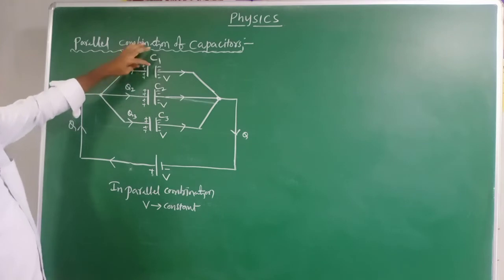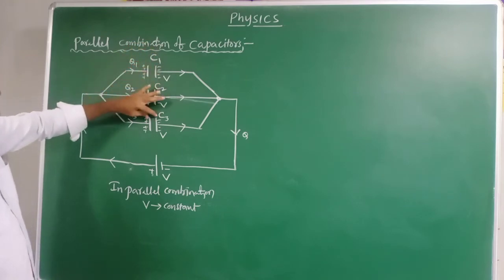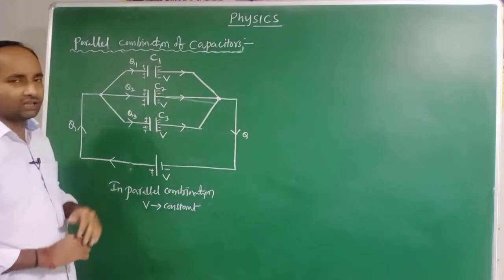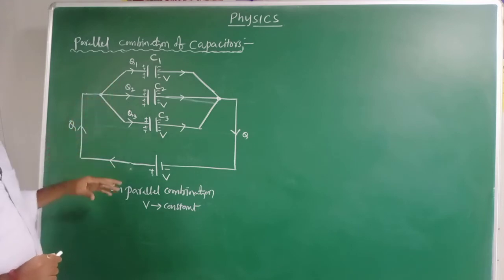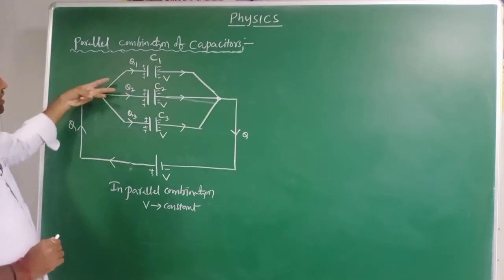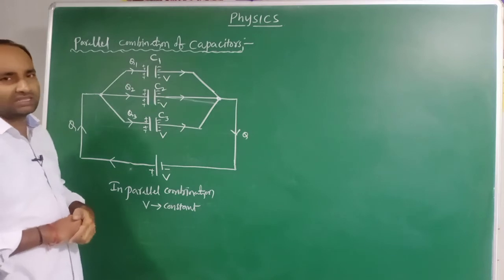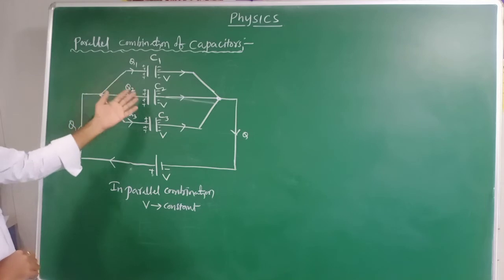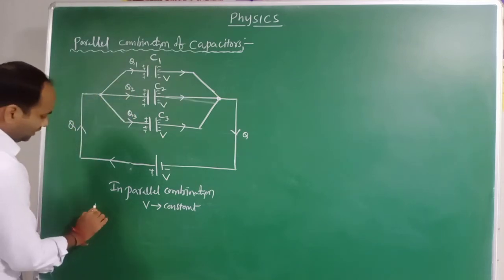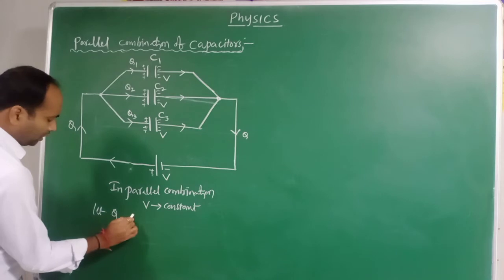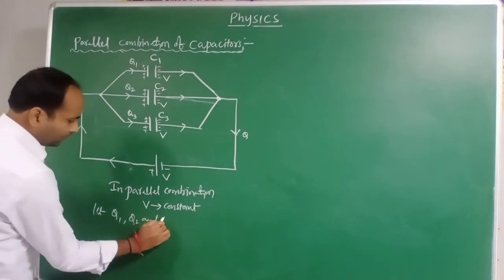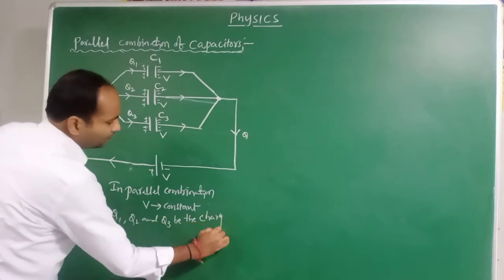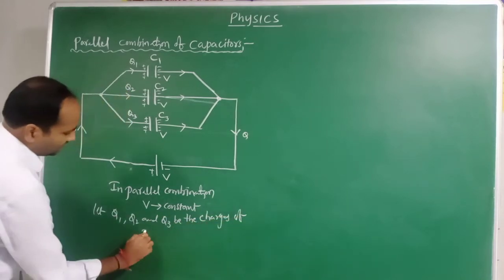The potential difference between the plates of the first capacitor, second capacitor and third capacitor is V, which is equal to the potential difference across the battery. But what is different here? The charge flowing across, here three ways are there to flow the charge across the three capacitors. So let Q1, Q2, Q3 be the charges of the three capacitors.